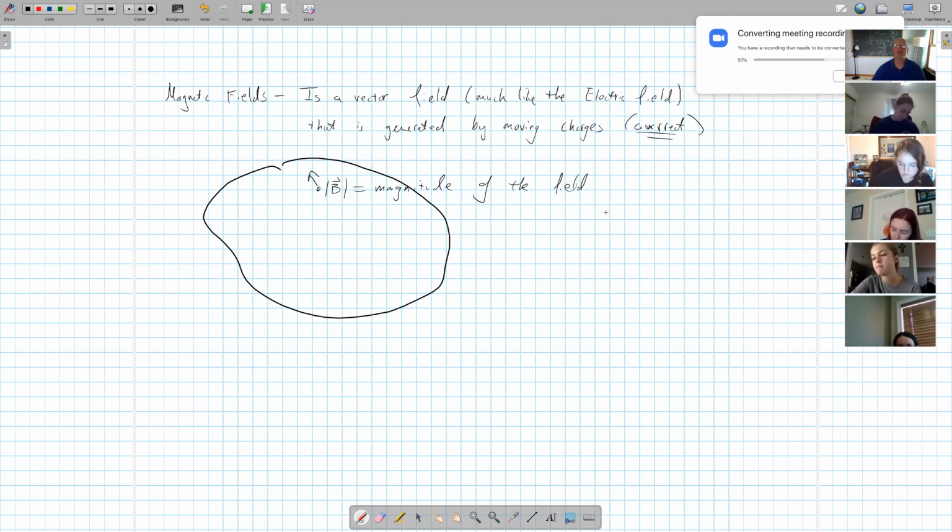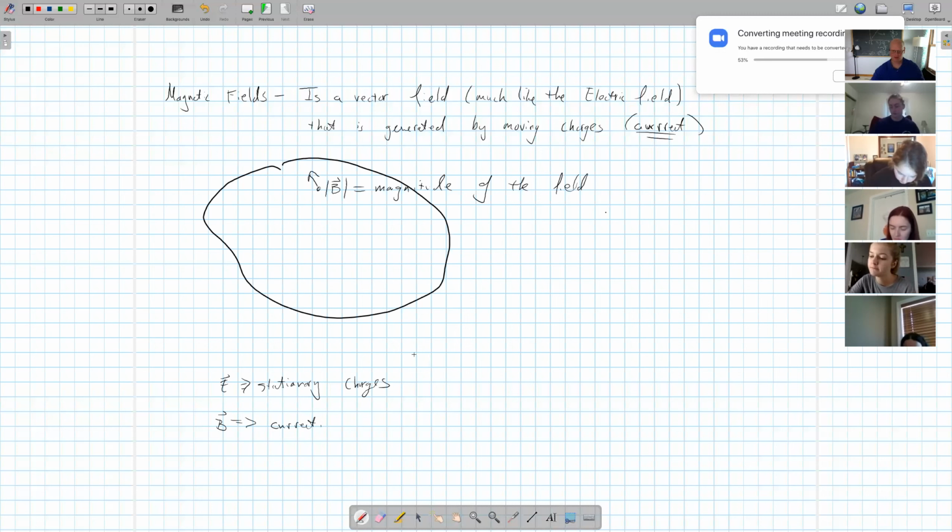Now, unlike electric fields, magnetic fields are actually generated by moving charges, not stationary charges, i.e. current. So magnetic fields are generated by current as opposed to stationary charges. Remember, for an electric field all we needed was some sort of stationary charge, so we know that this was proportional to stationary charges. But a magnetic field has to do with actually current, so moving charges. Current is what actually generates them.